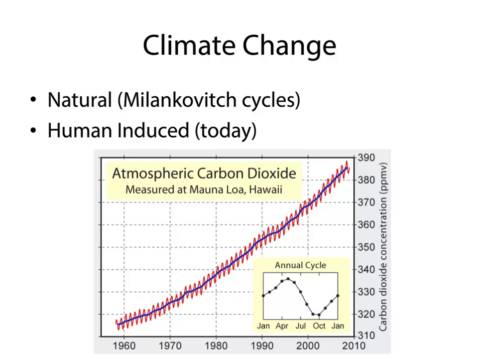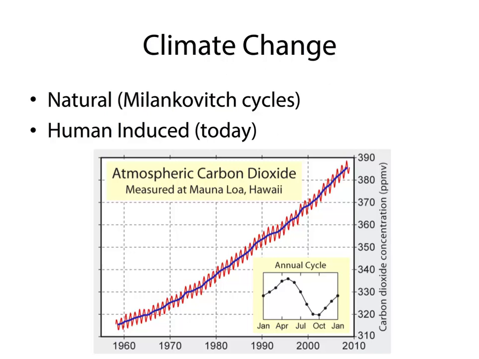Now, natural climate change happens through what are called Milankovitch cycles, okay? We'll talk about this in more depth in the next couple of slides. But this is what tends to drive the glacial cycles, which you guys have probably heard of, and the interglacial happenings. But there's also climate change that scientists feel is happening today.